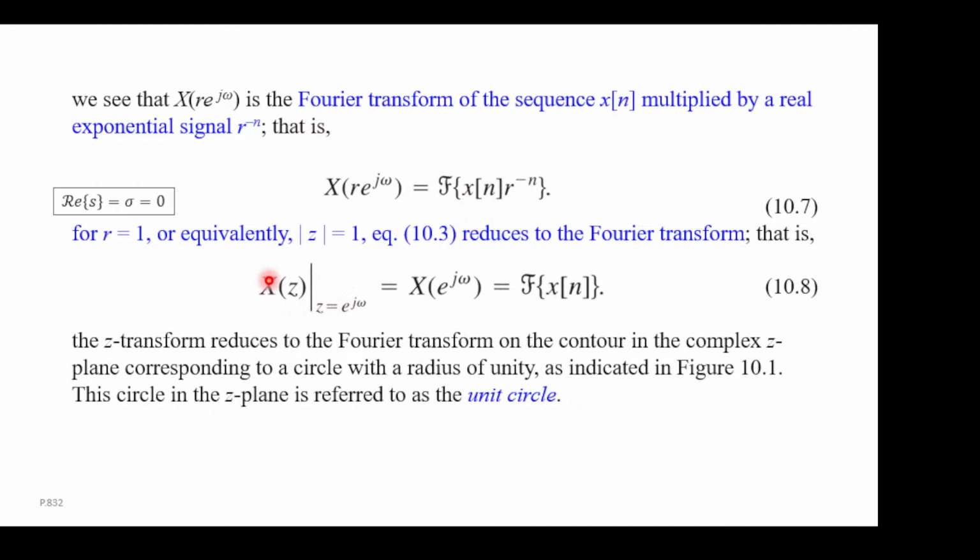Okay? So X of z at z equal to e to the j omega is the Fourier transform. And you see that it coincides with our notation before, big X of e to the j omega. So when we wrote this in chapter 5, we were already thinking about big X of z. Okay, and as we say, that's on the unit circle.